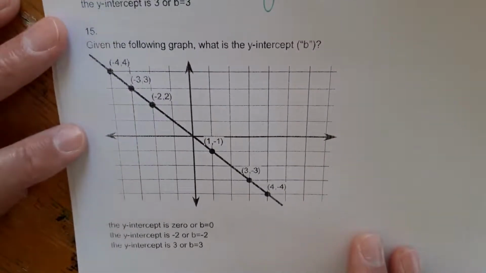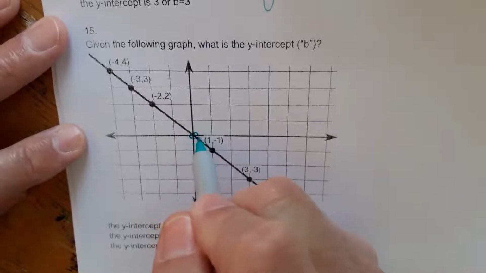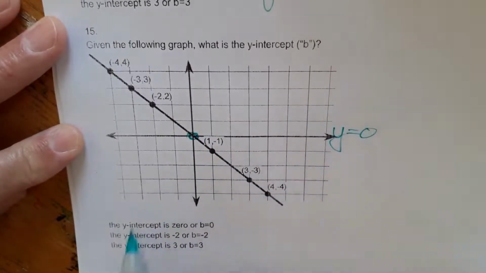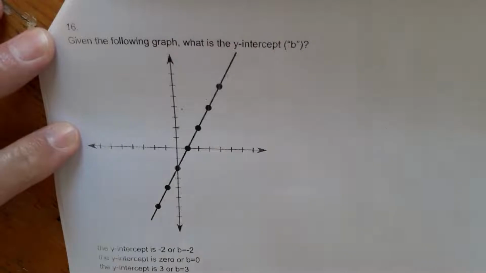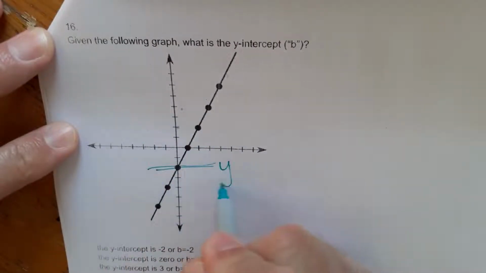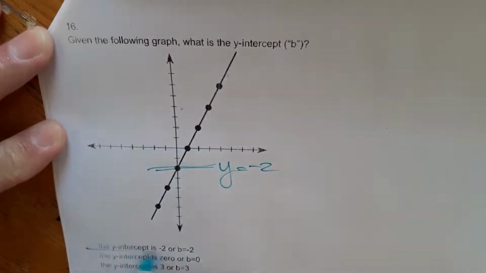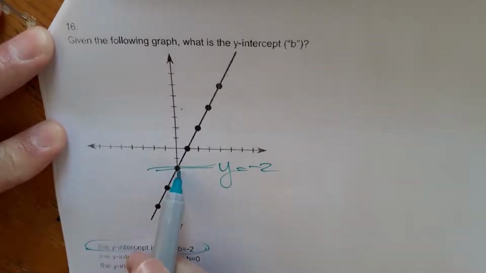Okay, given the following graph, what is the y-intercept? This one cuts through 0, 2, y equals 0, so same thing. Looks like they might be giving us some more y-intercepts. They are. What's the y-intercept here? Okay, so it crosses right here. Y equals -2 at this point. So the y-intercept is -2.